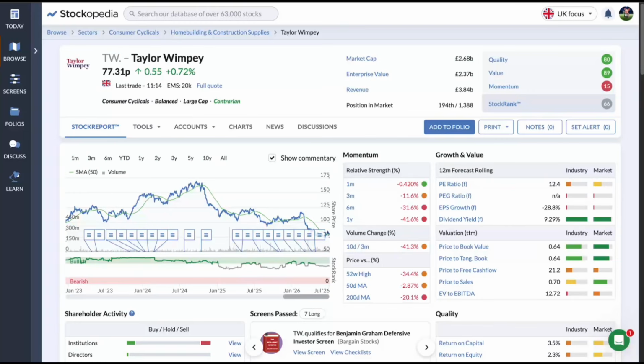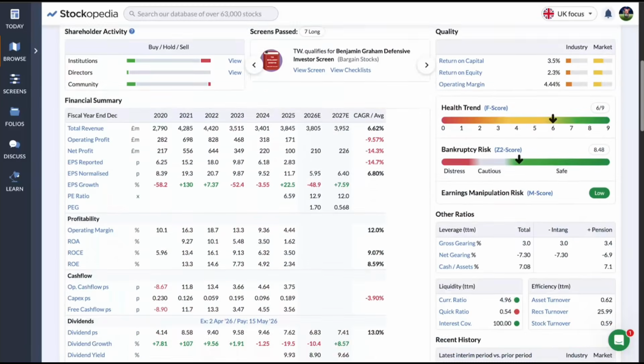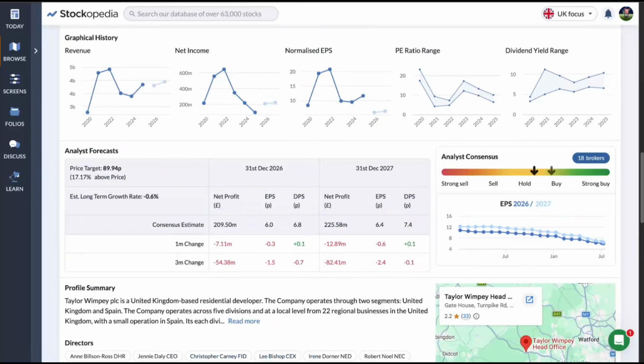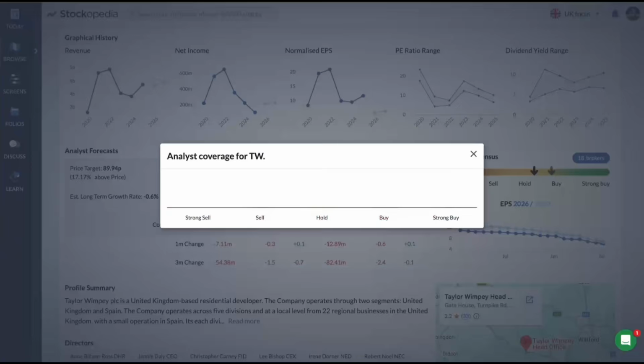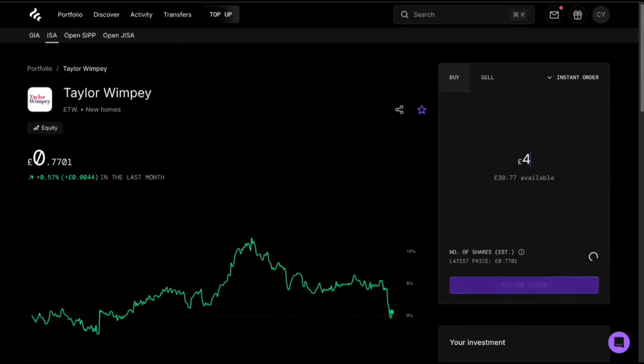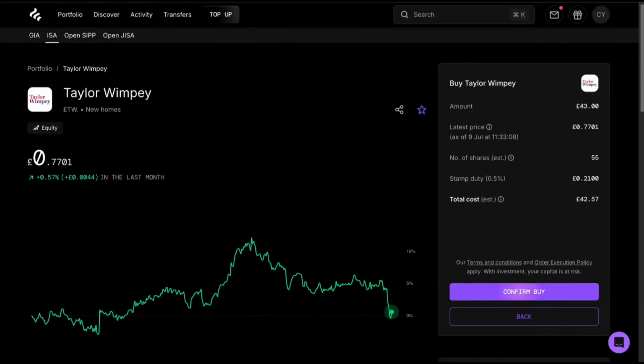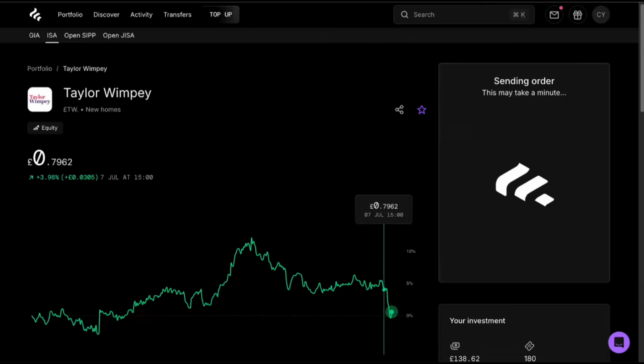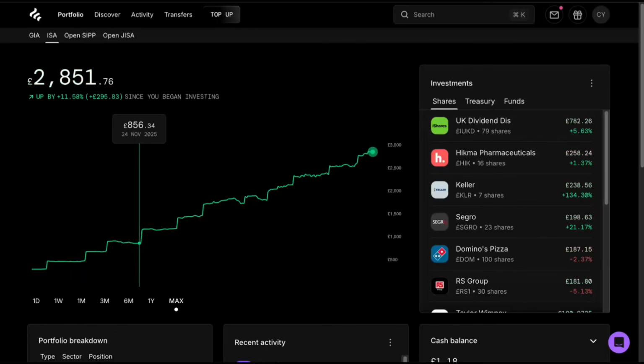They have a very solid value and quality score, but due to that recent performance, the momentum score is dragging their overall stock rank down, so it does currently sit at 66. Having said that though, there still is an analyst consensus that it's between a hold and a buy, with there being 5 sells, 8 holds, 3 buys and 3 strong buys, with an overall price target sitting around 90p, which is 17% above the current price. I'm going to be adding 55 shares to my position for an amount of £42.57.